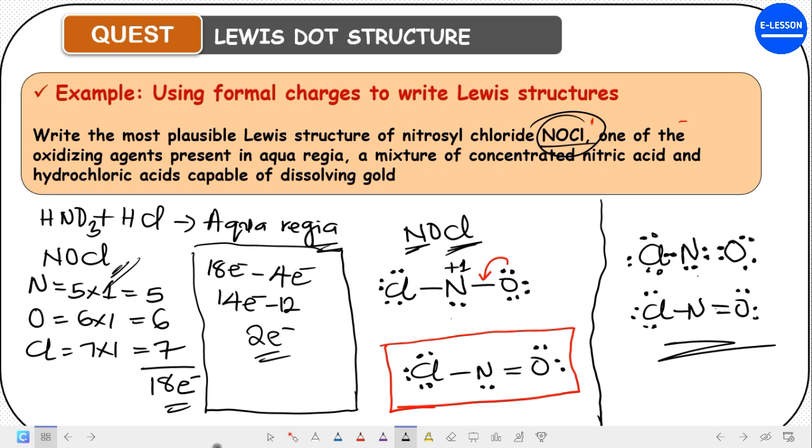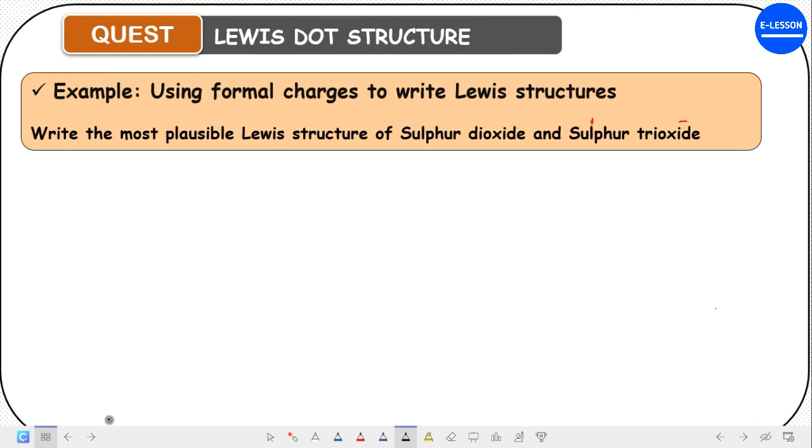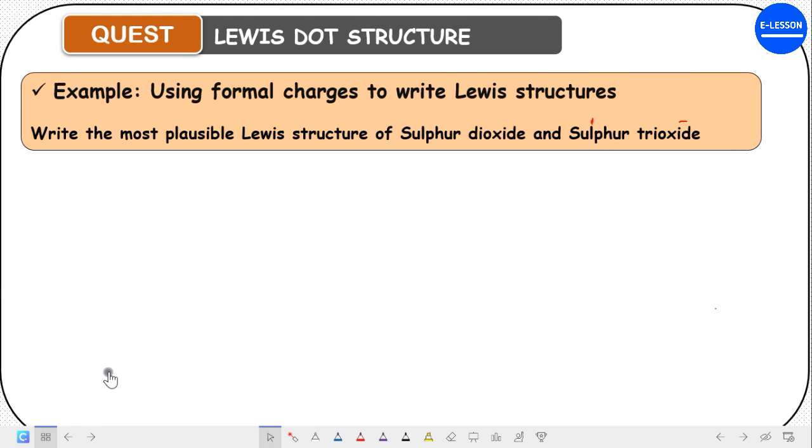Alright? Now, let's do more examples. Do I still have more examples here? Now, using the formal charge to write Lewis structures: write the most plausible Lewis structure of sulfur dioxide and sulfur trioxide. Now, I haven't written this. What you are going to do for me as an assignment here, I will write the assignment. Write the plausible Lewis structure of sulfur dioxide, SO2, and then sulfur trioxide, SO3. What is the best Lewis structure for this?